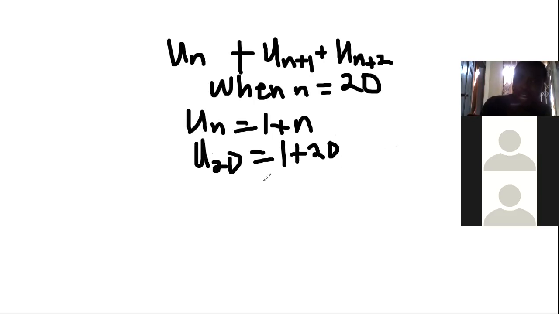Now we are going to find for U n plus 1. U n plus 1 will give us U21. I hope you agree. So U21 will be 1 plus the n term, which is 21. So that will give us 22.